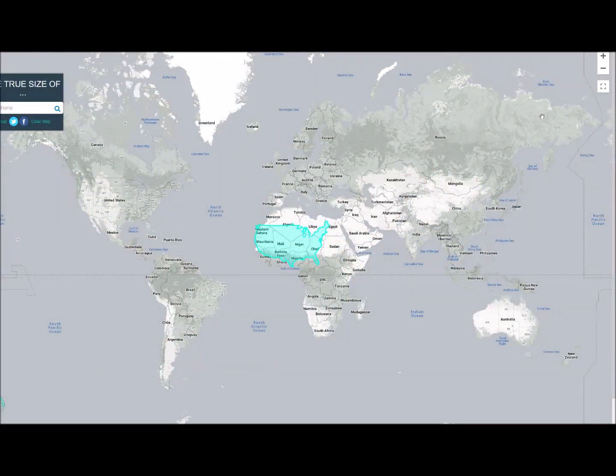Some of you may already be familiar with thetruesize.com. It's a great website. It allows you to compare land masses. I've got the United States here, the 48 states, and as you can see, if you put it in different parts of the map here, it gives you the relative sizes. So I'm going to put it over the northern half of Africa and get pretty much the same alignment as I had on that Mercator map.